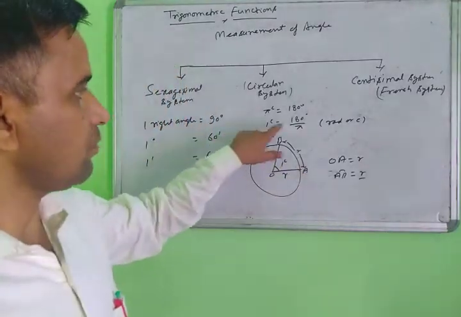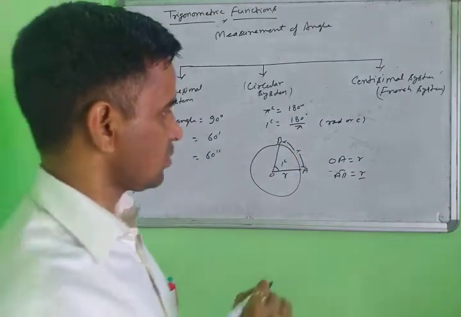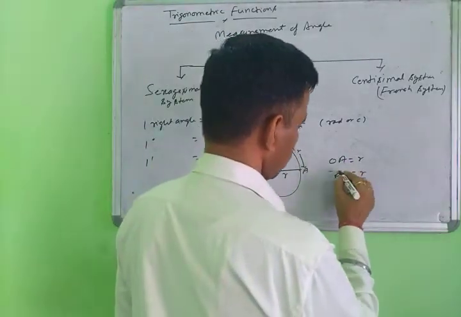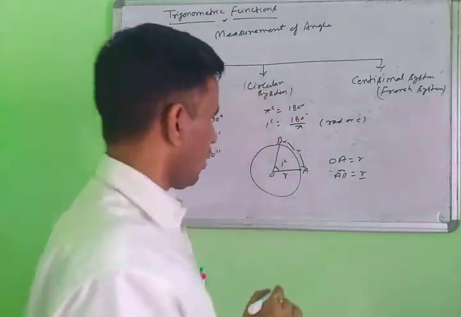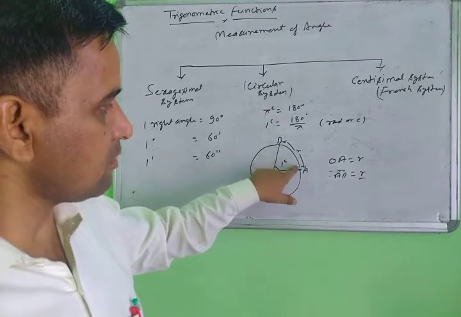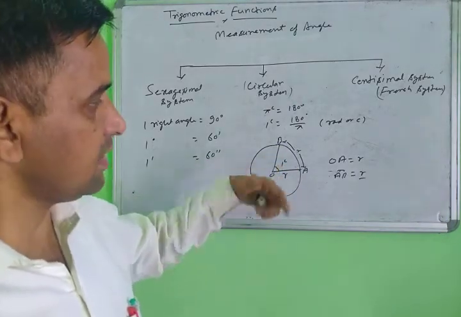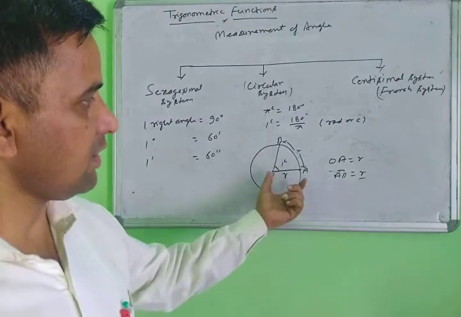1 radian means 180 upon pi, 180 degrees upon pi. This is the length of the arc. When the length of the radius and the length of the arc are the same, this angle will be 1 radian. Then you can say this is your radian.